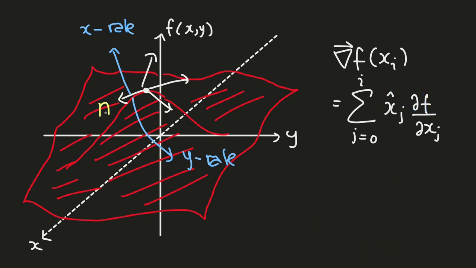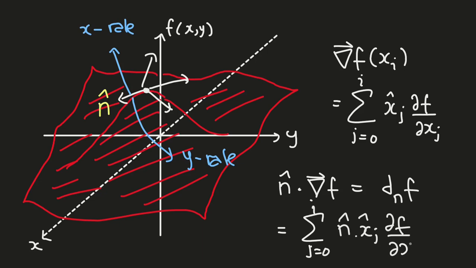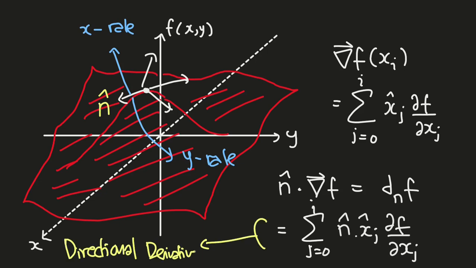Next, if we take a direction, let's say n hat like this, and we want to know the rate of change in this direction, we just take the dot product like this, which is denoted as D_n f, or by the dot product just like this, and this is known as the directional derivative.